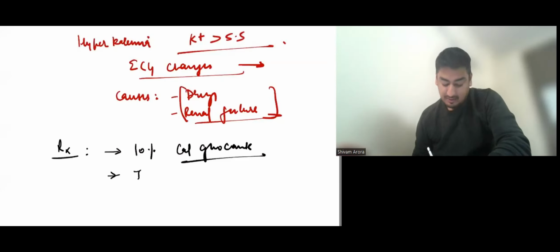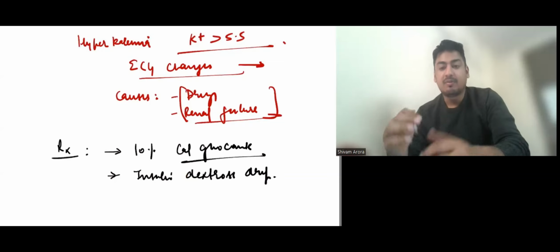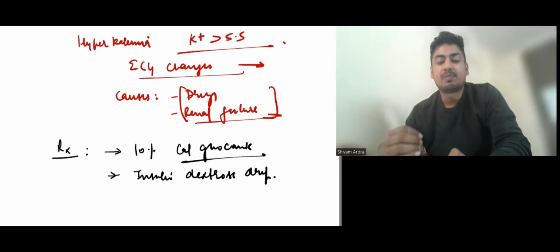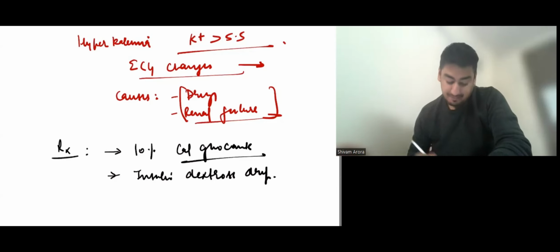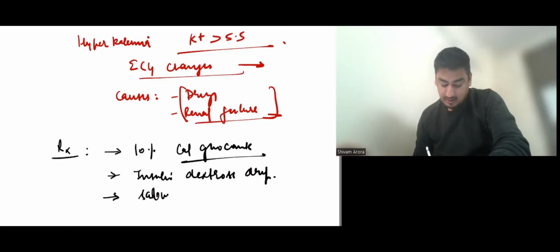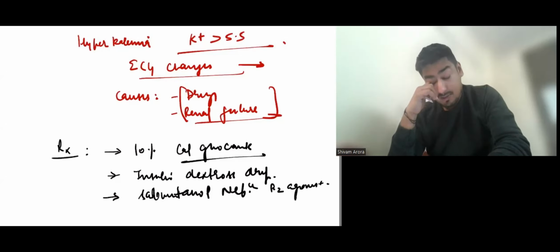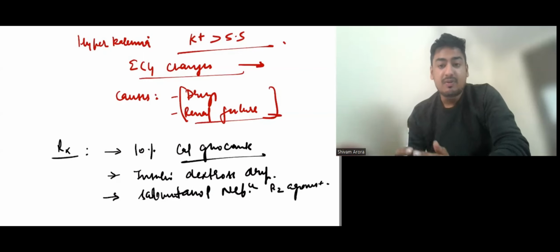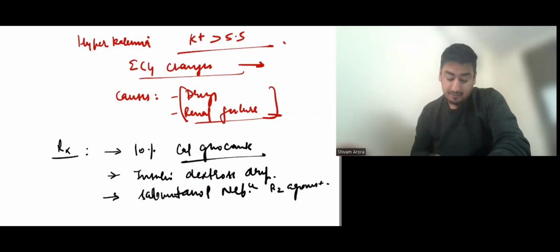Then we can give insulin dextrose drip. What insulin does is it pushes the potassium into the cells, so it decreases the potassium level in the serum. Why dextrose? Because insulin itself can cause hypoglycemia, so we have to give dextrose with it. Then the third thing that we give is salbutamol nebulization. Why? Because salbutamol is a beta 2 agonist and it also pushes the potassium into the cells. So we have to start the management with these three drugs.